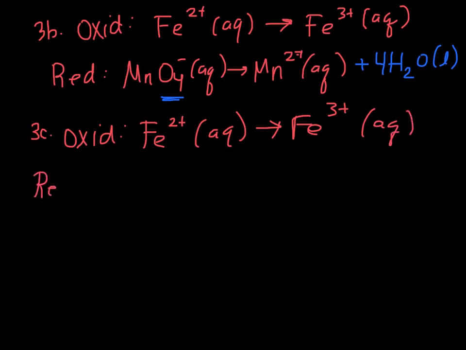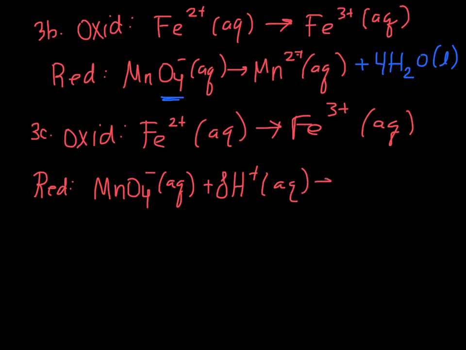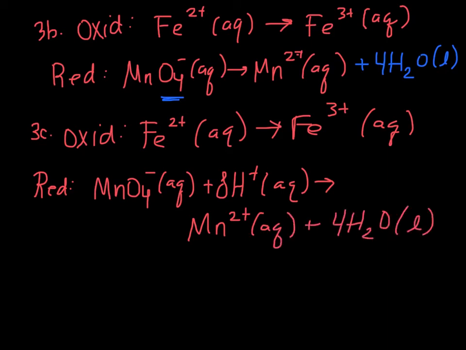But for the reduction reaction we do, so we end up now with MnO4 minus, and we added those 4 water molecules, so now we have 8 hydrogen that we need to add to this side. And then the right side remains unchanged. Okay, so we've now completed step 3. We can move on to step 4.